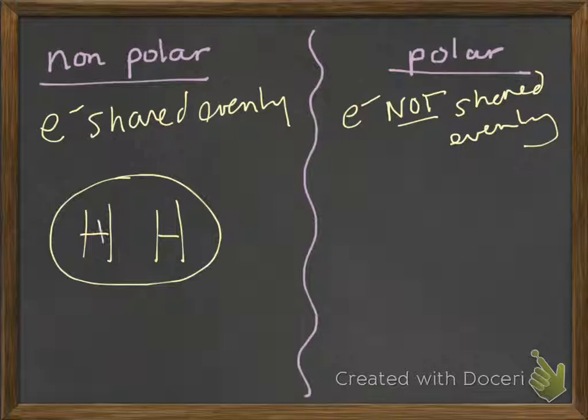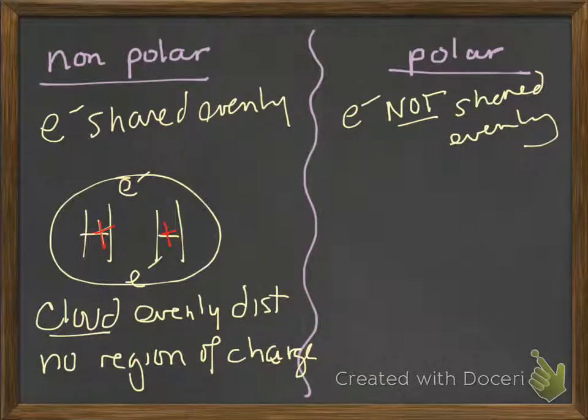Because the nucleus of each of these is positive, we know that. Now we have a positive nucleus in each of these, and those little electrons could be buzzing around anywhere. So there's no defined region of charge. The electron cloud is distributed evenly, there is no region of charge.